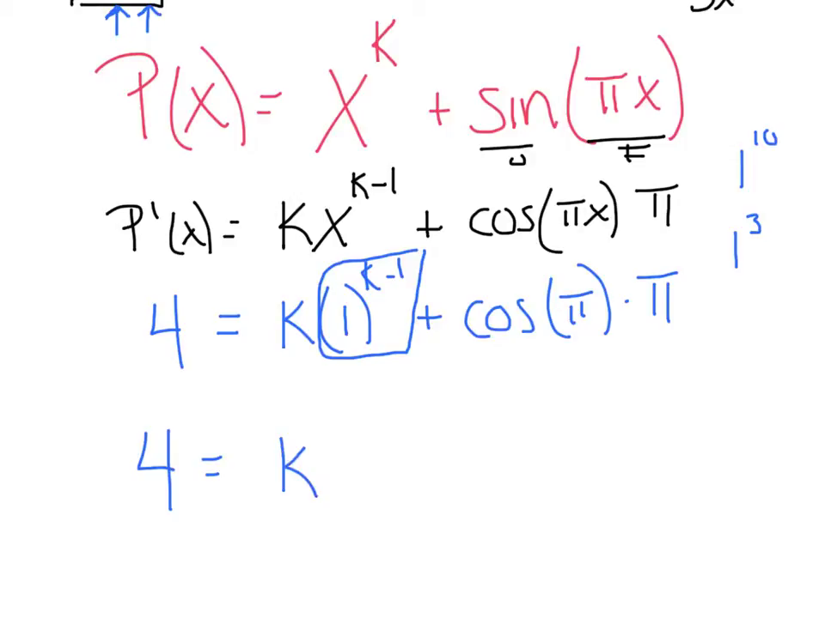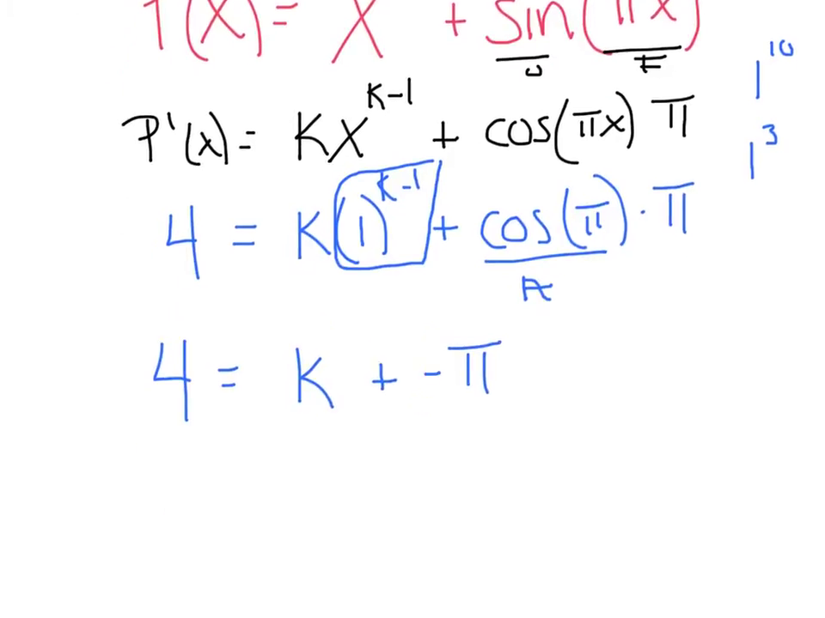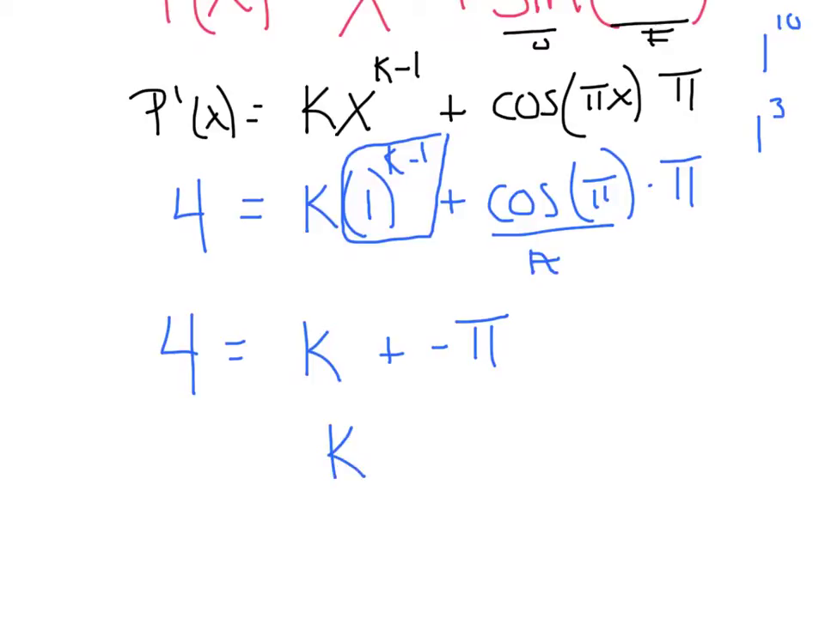Times k, plus, I know the cosine of pi, picture that cosine curve, the cosine of pi is -1, and then times pi gets me actually a minus pi. So the direction said solve for k, so I'm just going to say k equals 4 plus pi. Oops. And that's it. So just read carefully on what to plug into what, and really watch your words, so you know when to use the chain rule and when not to.